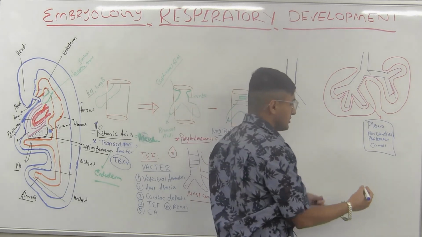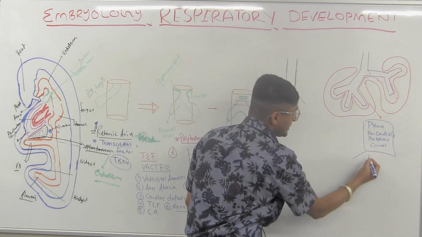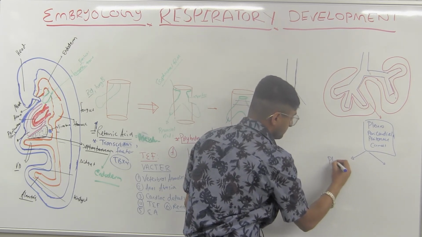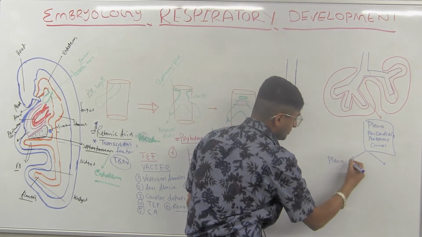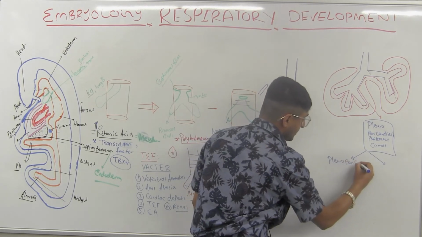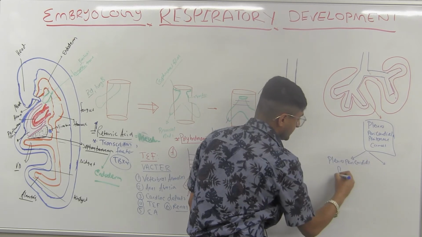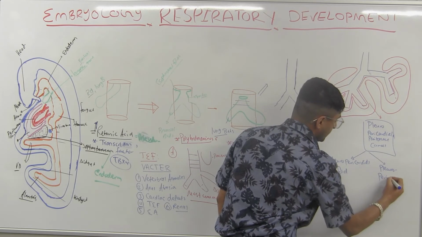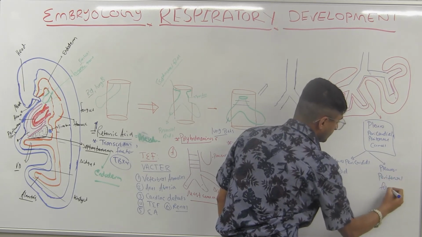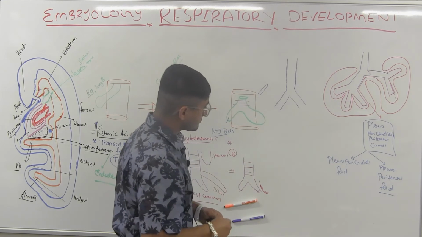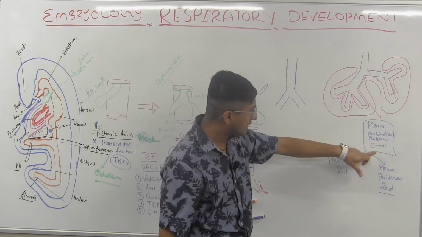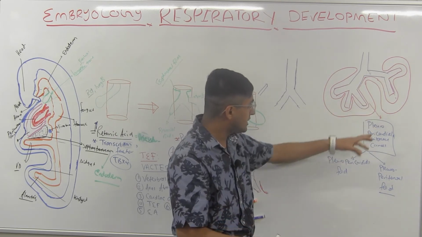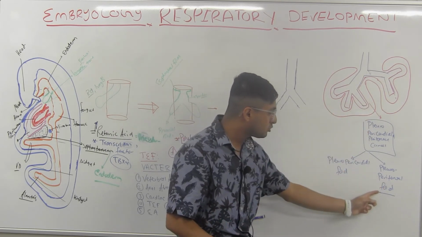start emerging and folding together. And once it's folding together, what happens? It will give rise to a couple of structures. One is called the pleuropericardial fold, and the other one is called the pleuroperitoneal fold. That's what happens. So these canals took a shape as the lung expanded, and then they become the pleuropericardial fold and the pleuroperitoneal fold.